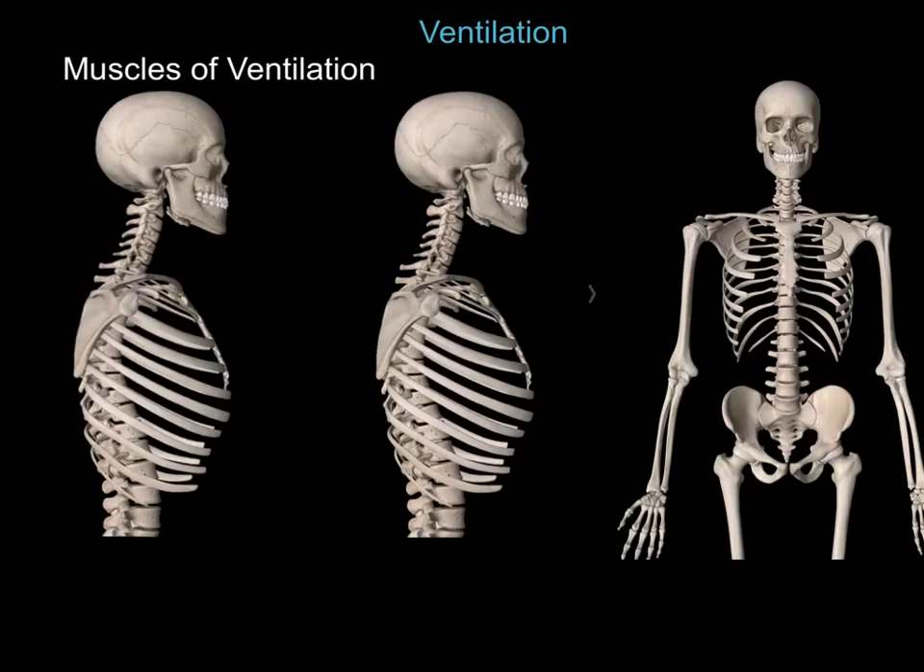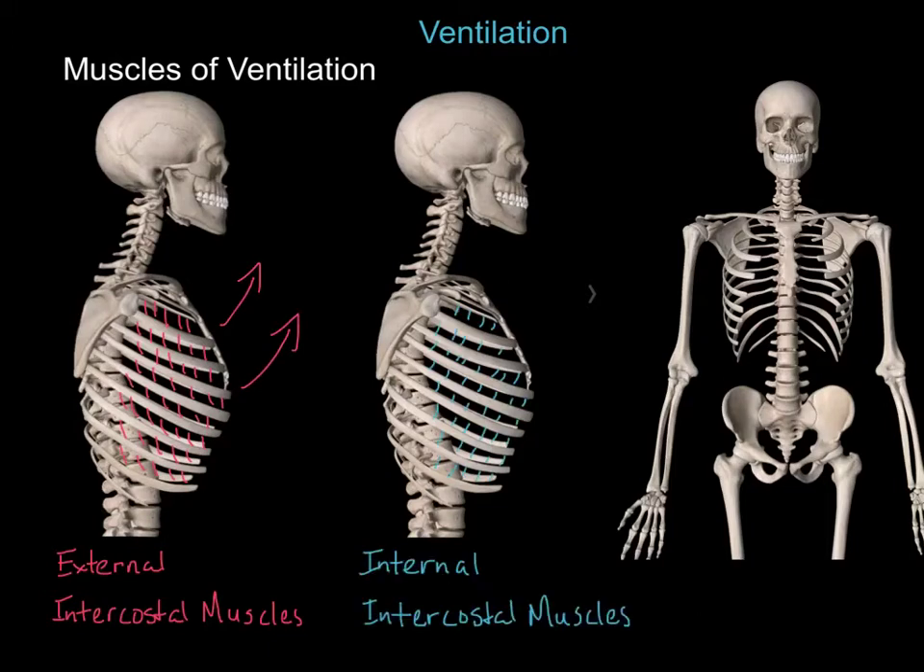There are three muscles of ventilation that we will discuss. The first muscles, found between the ribs, are called the external intercostal muscles. When the external intercostal muscles contract, they pull the rib cage up and out. The next set of muscles are also found between the ribs, and they are called the internal intercostal muscles. When the internal intercostal muscles contract, they pull the rib cage down and in.